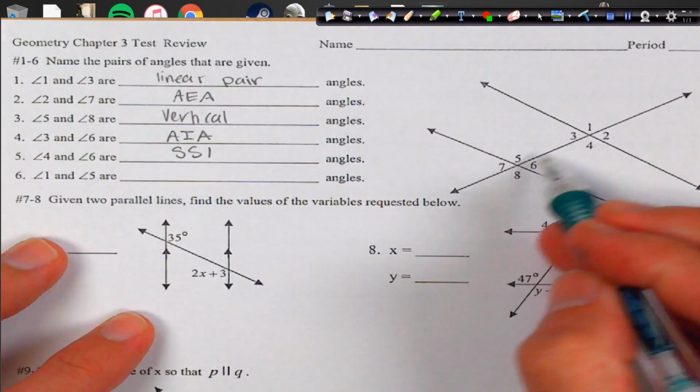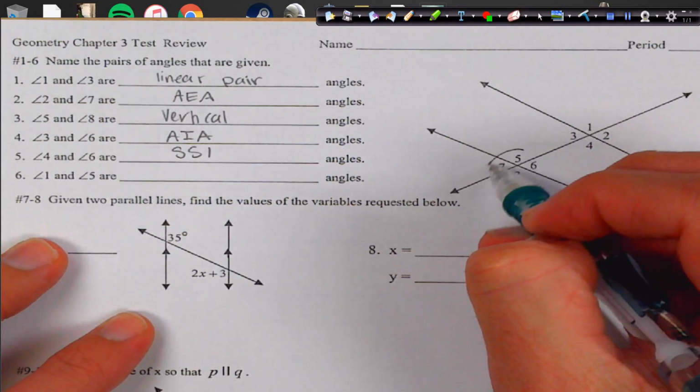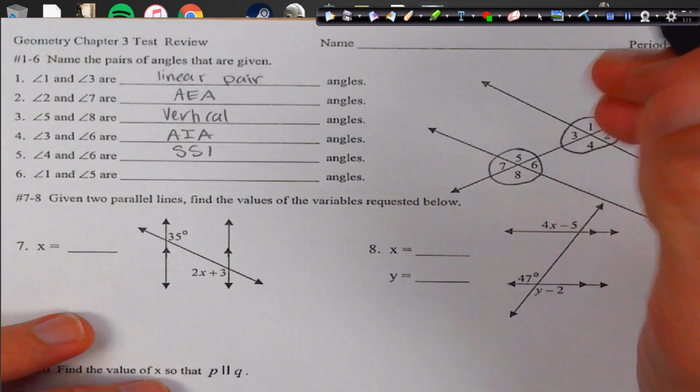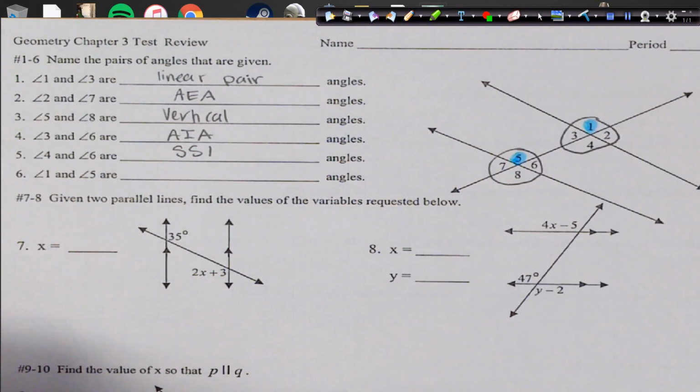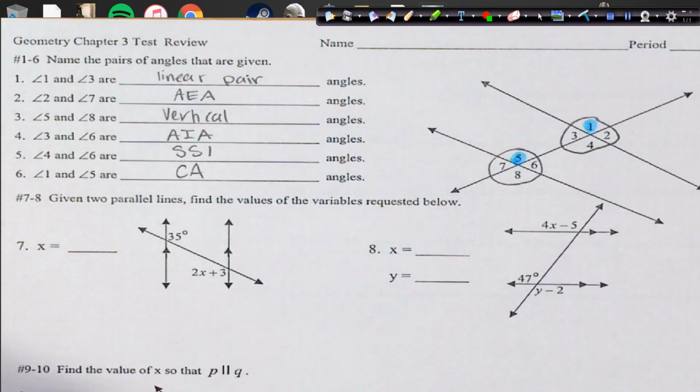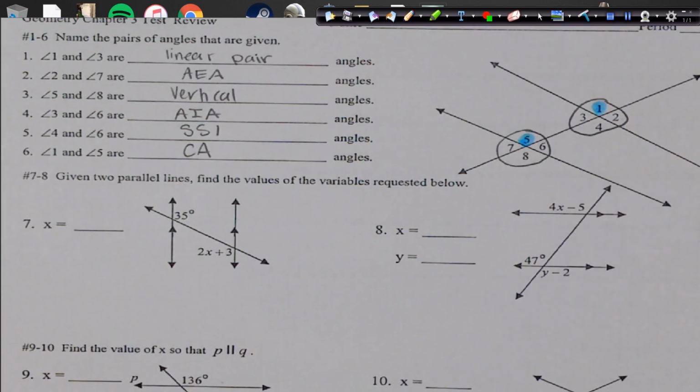And 1 and 5 are corresponding. If you look at 1 and 5, they are in the same relative location. If you guys notice, 1 and 5, same relative location, so that's corresponding angles. All right, given two parallel lines. Now, this is true. If you don't have parallel lines, then these angles are not either congruent or supplementary.